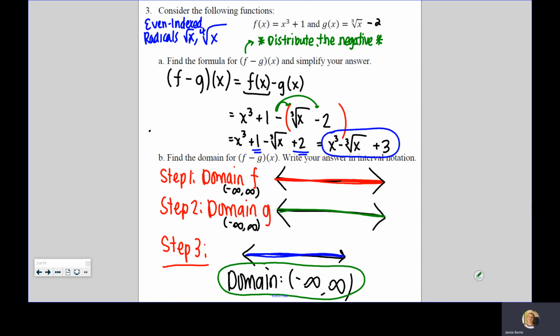All right, I think that was our last example for algebra of functions. We're going to move on to composition of functions.